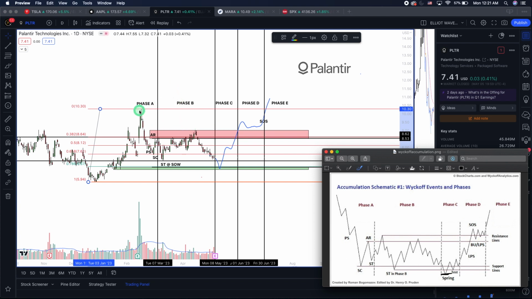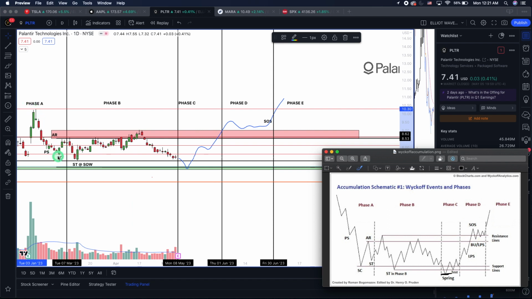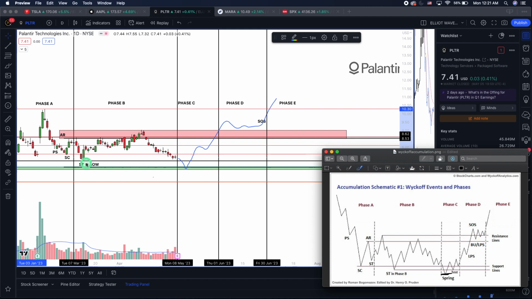As you guys can see over here, I have it divided up into its different phases. That's basically our phase A, and you can see we have the preliminary support, the automatic rally, the selling climax. We have our secondary test as a sign of weakness in phase B, and initially I took this sort of as an upthrust move, and over here as the last point of support, because it was right around the $9 mark that I said we would be looking for a sign of strength, and if we got that, then we could possibly play it long.